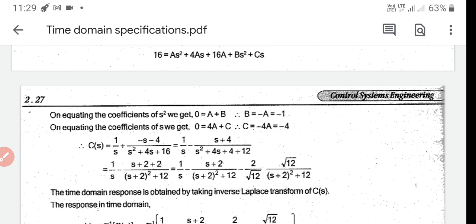Now equating the s square coefficients. What are the s square coefficients? a plus b is equal to 0, and from this b is equal to minus a. What is the a value you got? 1. So b is equal to minus 1.